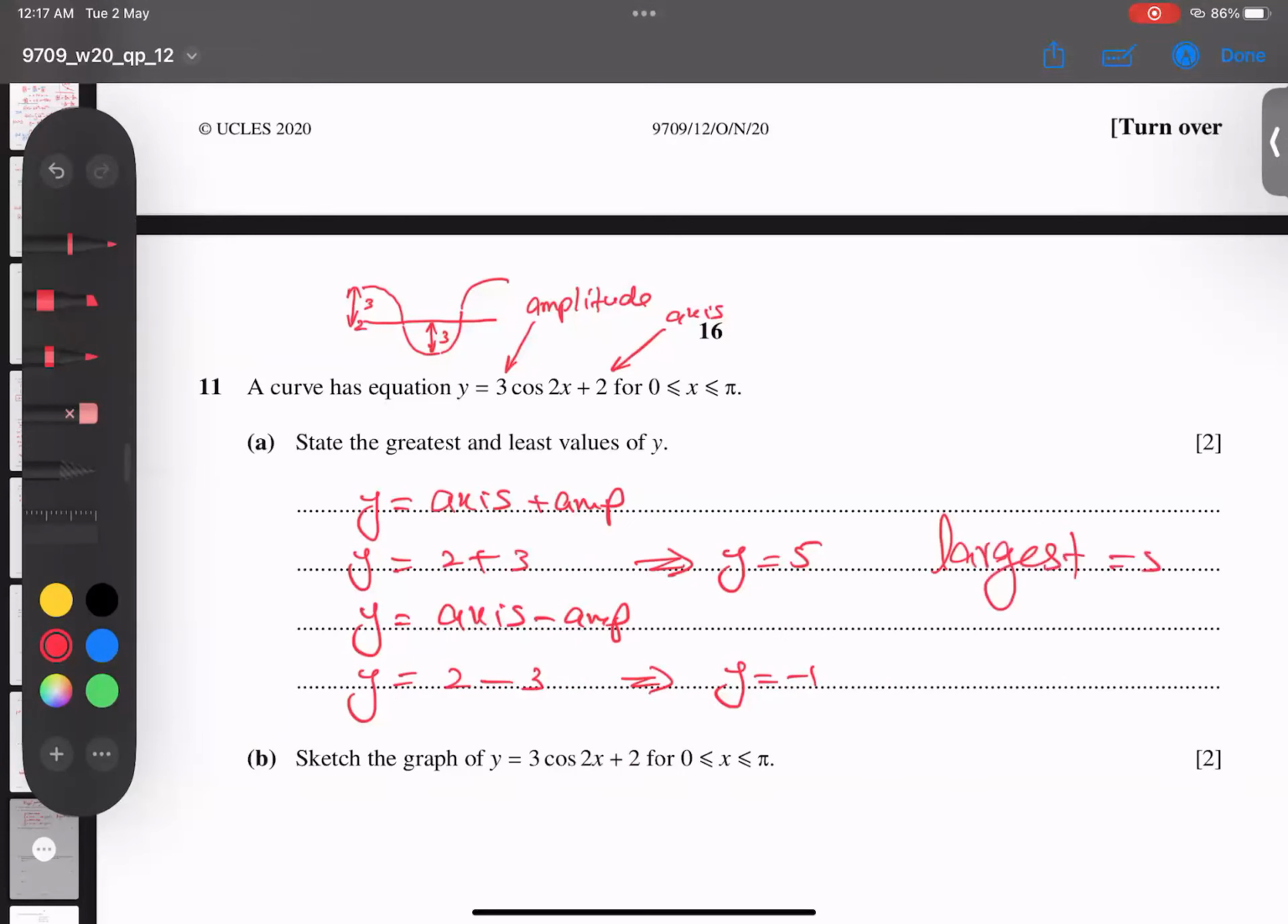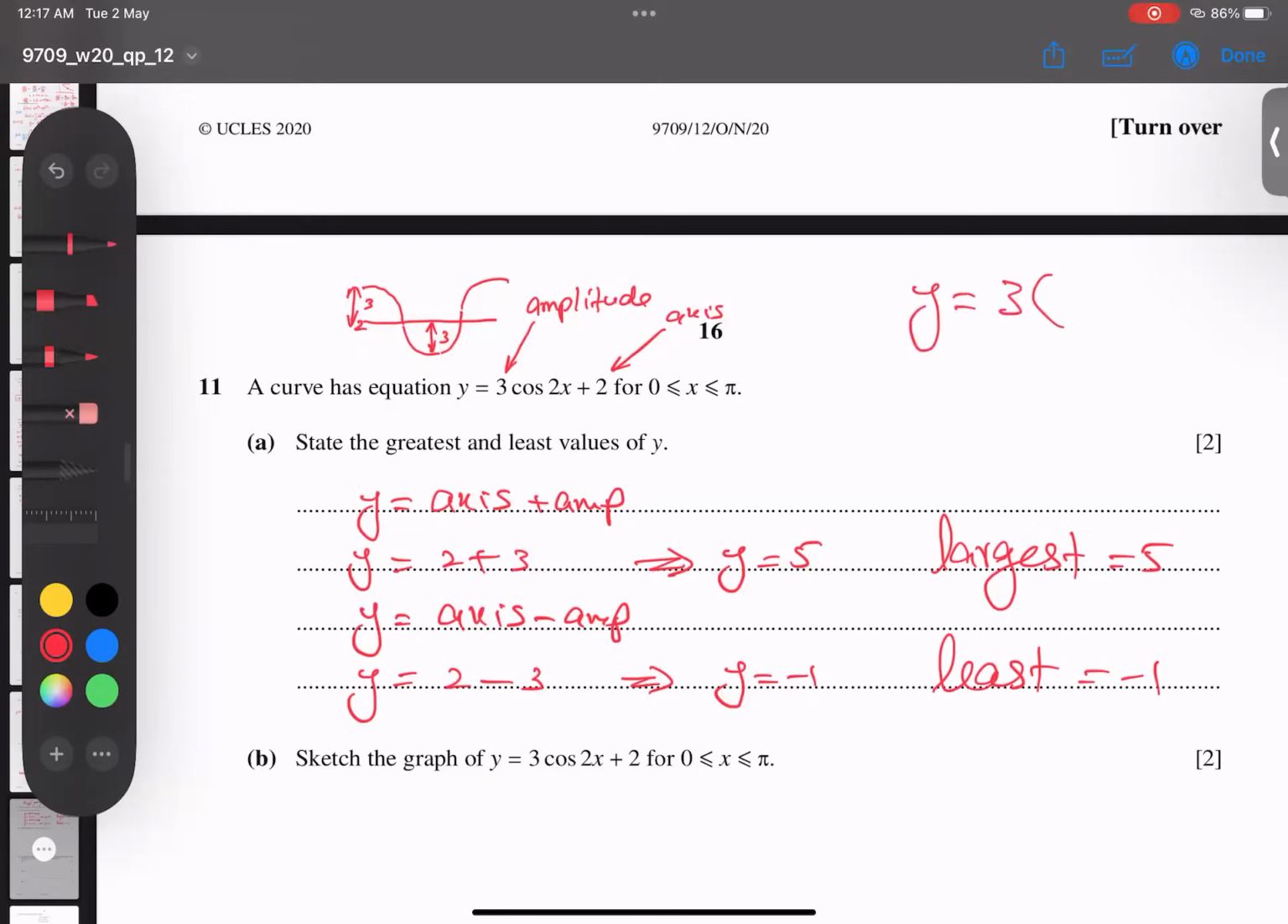So the largest value is 5 and the smallest value, or least value, you can say, is -1. I hope this part is very clear. I have another technique if you want to learn even that.